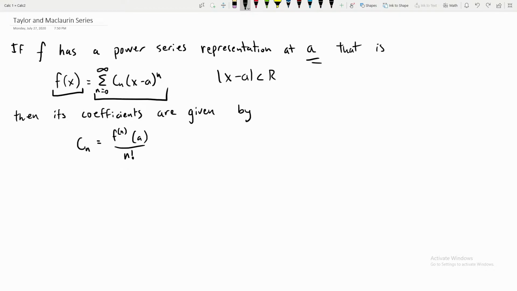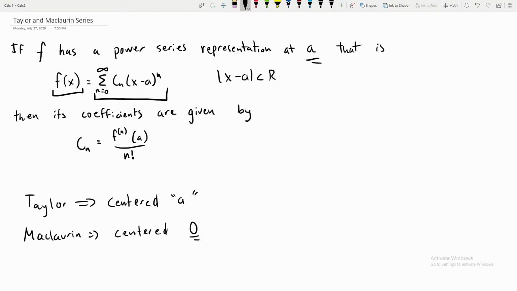I'm going to show you how to do that, but as you can tell, this lesson is titled Taylor and Maclaurin Series, and there's a simple differentiation between the two. A Taylor series is centered at some value which we'll call a. However, a Maclaurin series is just centered at 0. That's the key distinction. A Maclaurin series is a subset of Taylor series, the special case when a is equal to 0.